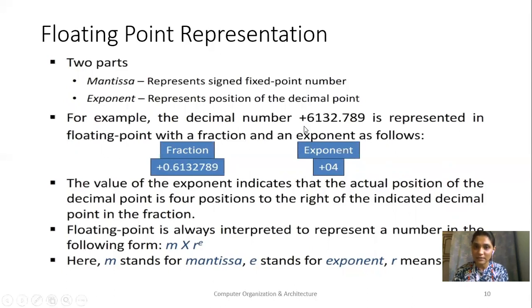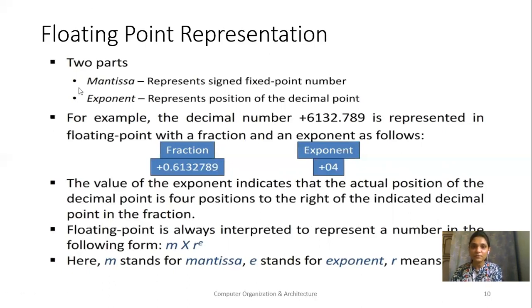that this is 0.61328789 into 10 raised to 4. So 4 will be our exponent and the fractional part will be 0.61328789. The value of the exponent indicates the actual position of the decimal point, which is 4. We can represent this number as m multiplied by r raised to e, where r is our base, or radix.